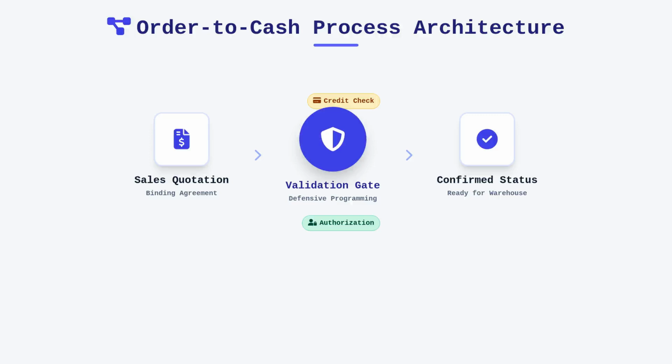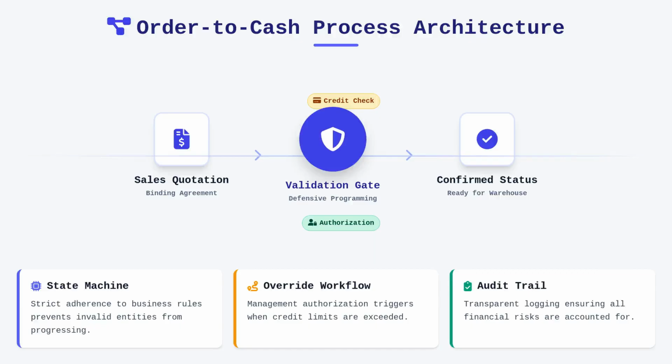This creates a transparent audit trail, ensuring that every financial risk is accounted for before the commitment to sell is finalized. We must look at these workflow nodes as defensive programming constructs that prevent invalid entities from progressing through the system. Each node in the workflow designer serves as a gatekeeper that ensures data integrity and operational compliance across the organization.